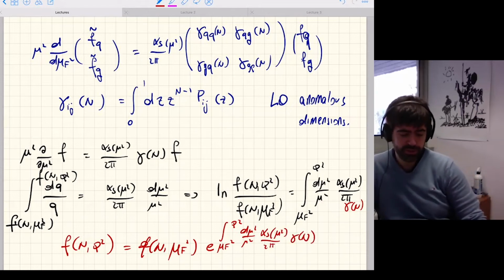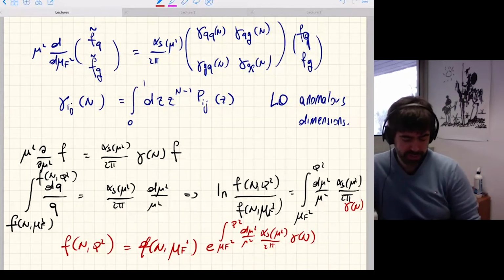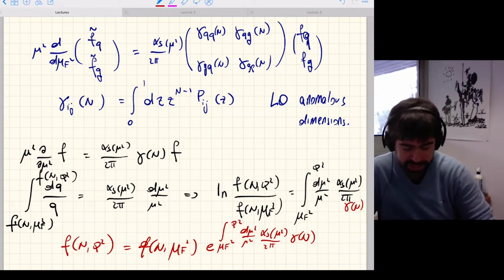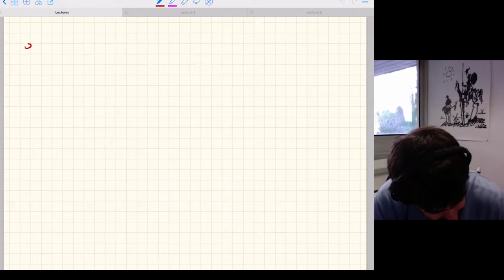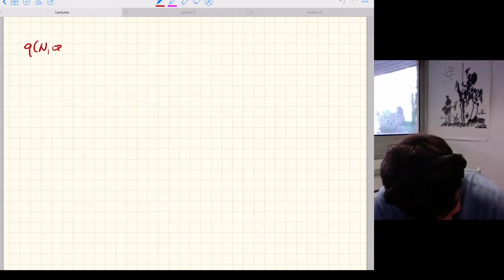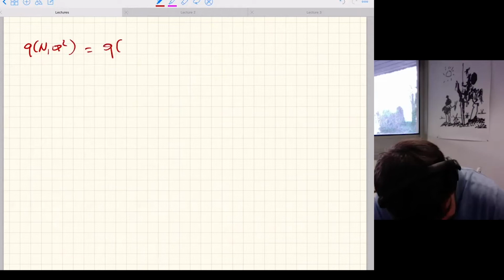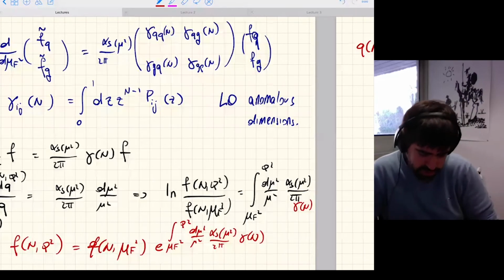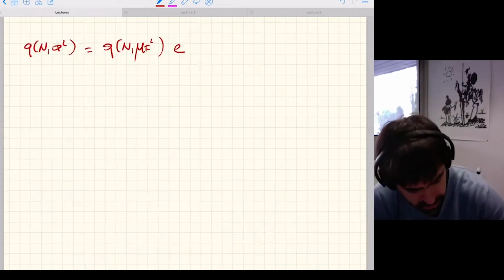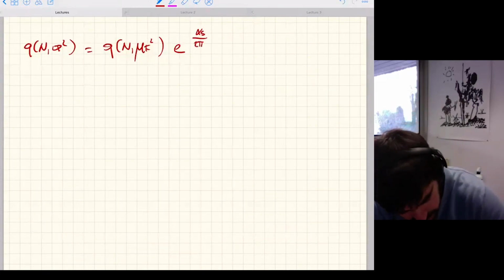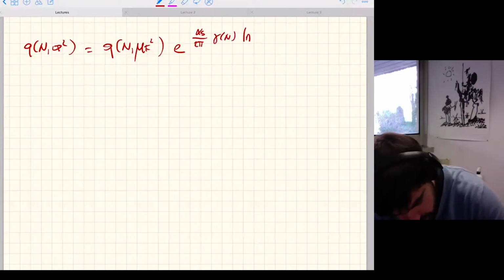Now this integral can be done, so you can pick alpha s of mu square as the expression of alpha s in one loop. You can do it as an exercise, but let's imagine for a second that alpha s does not depend on mu square, so we can take it out of the integral. So we do the fixed coupling approximation. And now everyone can do this integral, because if alpha s goes out, then this is the integral of 1 over mu square. So this gives you alpha s over 2 pi gamma n log of q square.